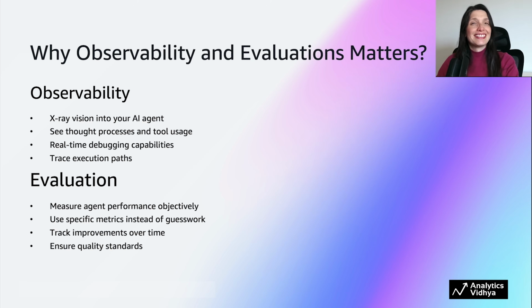Observability allows you to see all the processes, tool usage, and decision making behind the scenes, essential for debugging and understanding agent behavior. Evaluation measures if your agent is doing a good job using specific metrics instead of guesswork. It provides concrete data to track improvements and ensure quality standards.